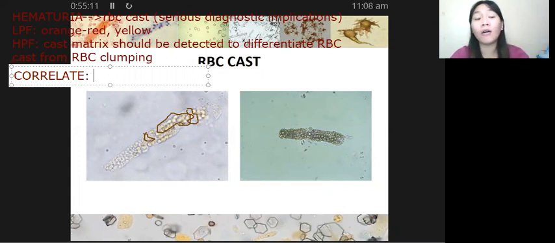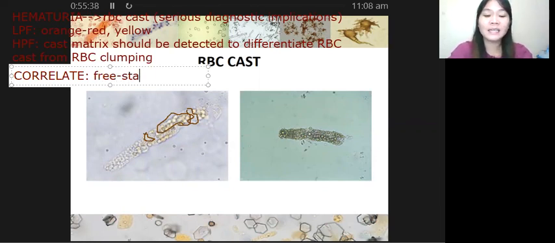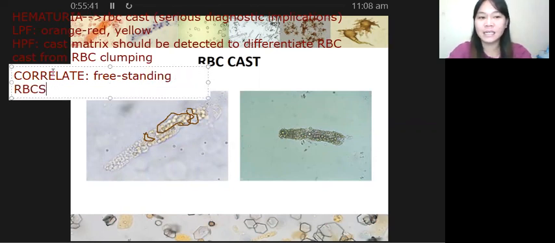Okay? Ano naman ang correlations ng RBC casts? Alright? So, kung RBC cast yan, ang problema mo ay yung glomerulus. Tama? Yung glomerulus ang problema. Alright? So, yan. So for your RBC casts, okay? So your RBC cast should be accompanied by freestanding RBCs. Naku ha? It should be accompanied by freestanding RBCs.